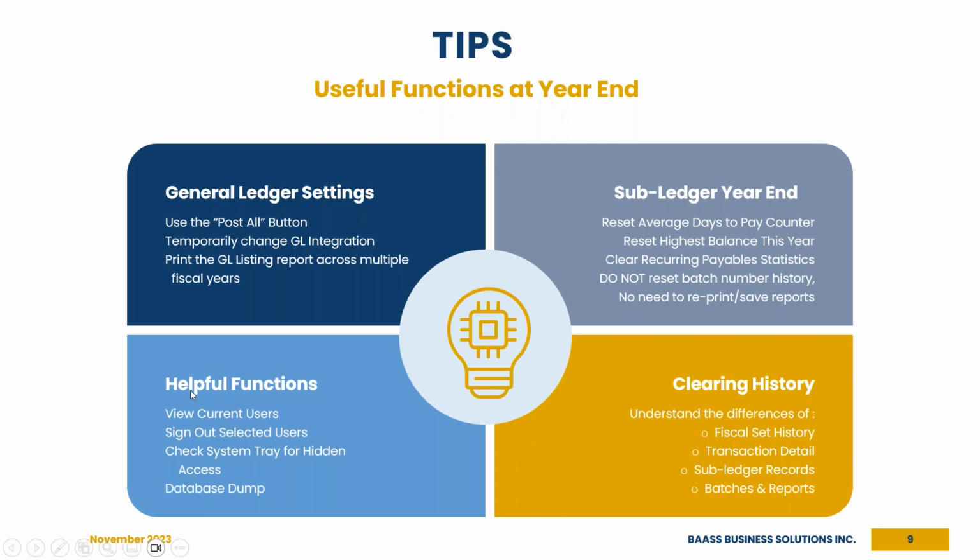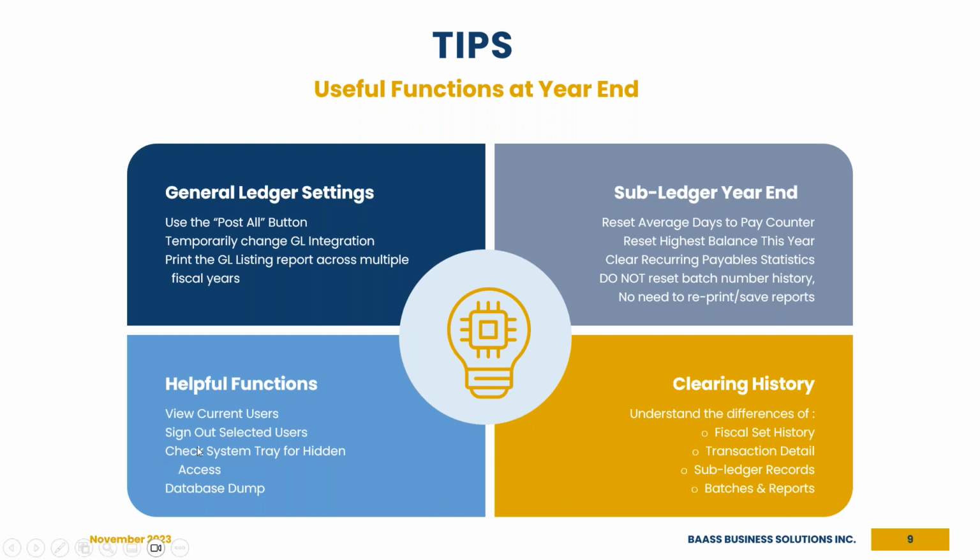Some other functions that you might find helpful: in the main menu under help, there's an ability to view the current users so you can see who's in the system. If you log in as the admin user, you can force or kick out selected users. So as I mentioned, you needed exclusive access and maybe somebody left and didn't sign out of Sage. The admin user will allow you to select those users and kick them out.